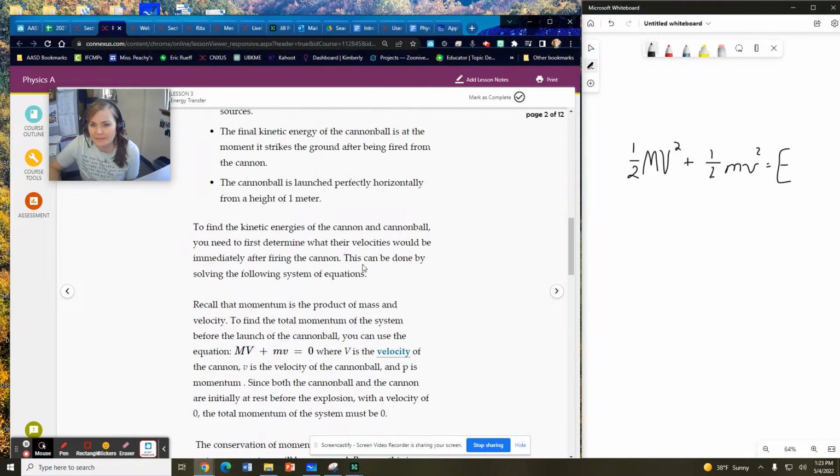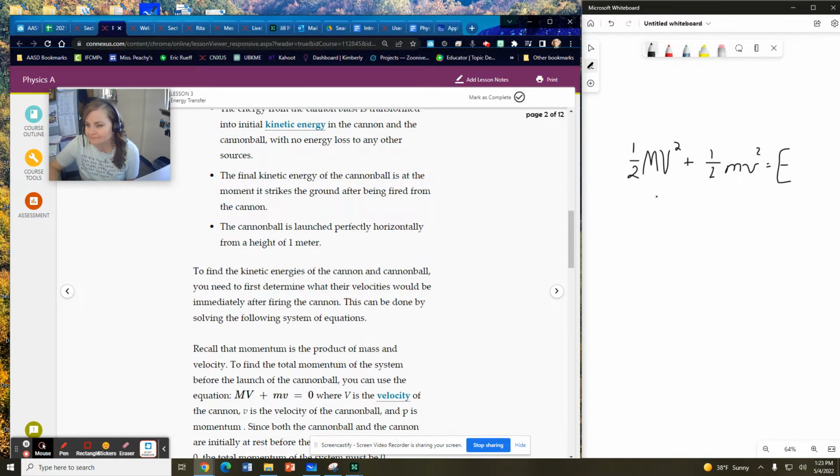So those are some of the states that they're talking about here. Essentially, what it boils down to is that if I have a larger cannon, I'm actually going to switch this out and use my handy dandy pen. So I'm going to call this a larger capital M, right? Because that's our cannon. Then the cannon itself is going to have less velocity.